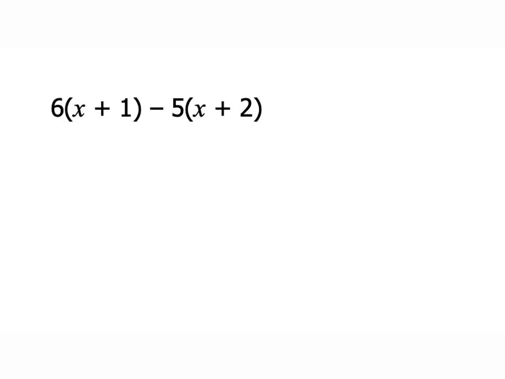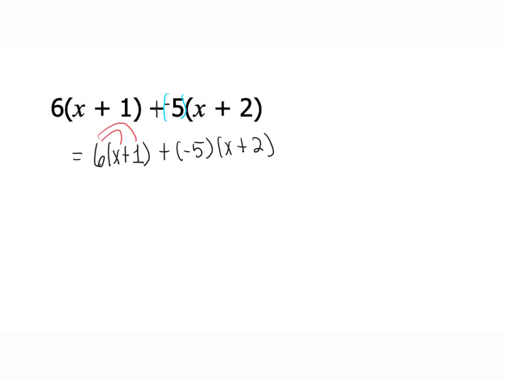So for this example, we have 6 times x plus 1 minus 5 times x plus 2. So for this type of problem, what I'm first going to do is rewrite this as a plus negative 5. So I can rewrite that like this. I'm just going to rewrite on a new line. This just helps ensure we don't make mistakes as we solve this.